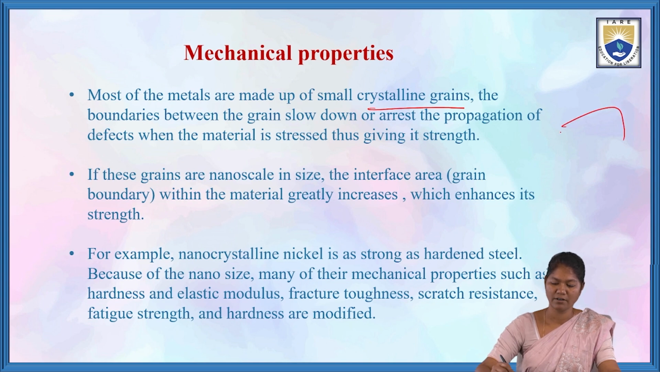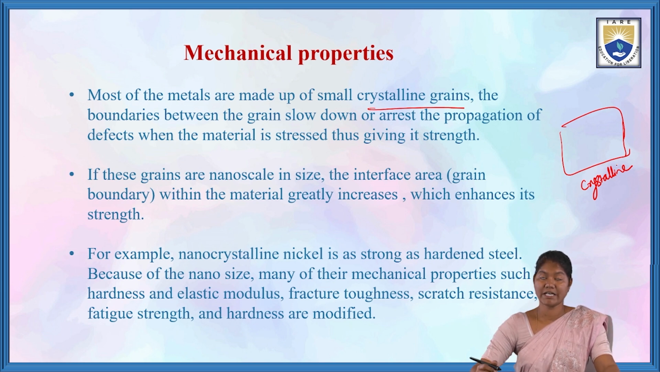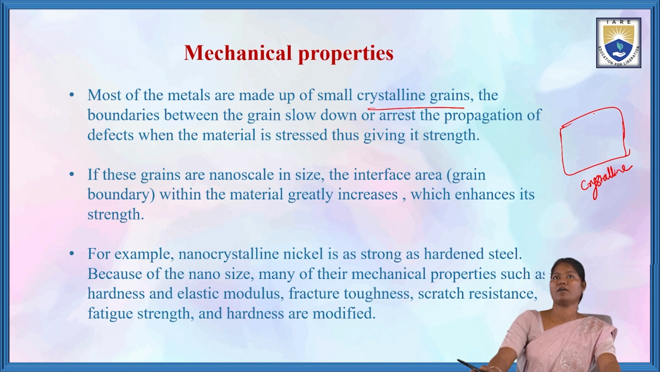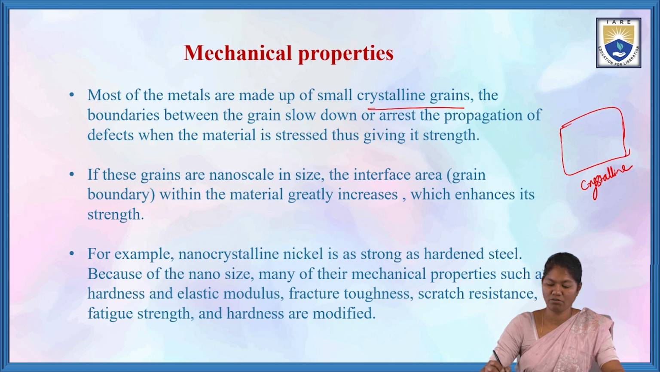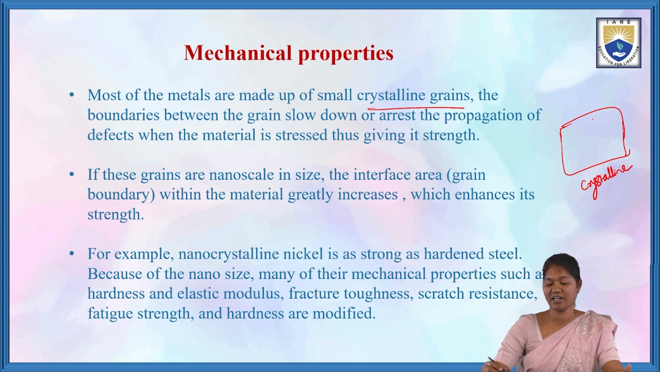As we know, we take a crystalline solid. Already we know that solids are crystalline solids and amorphous solids. In crystalline solids, atoms are arranged in a periodic and regular manner, whereas in the amorphous, there is disorder in the arrangement of atoms. So here, most of the metals are made up of small crystalline grains.